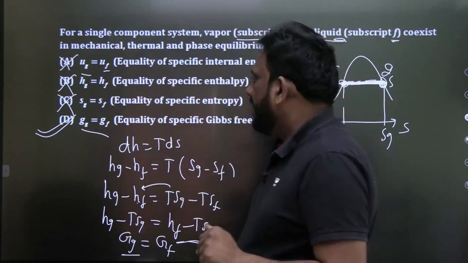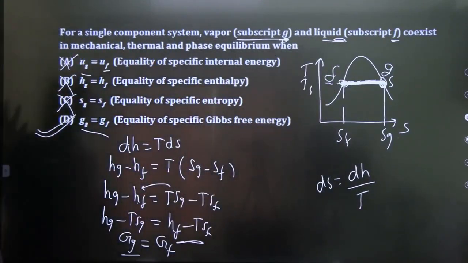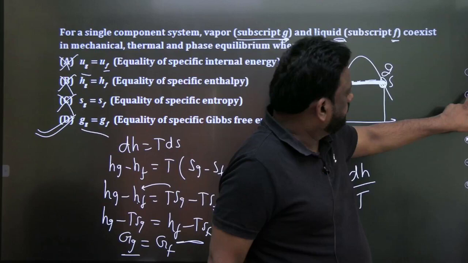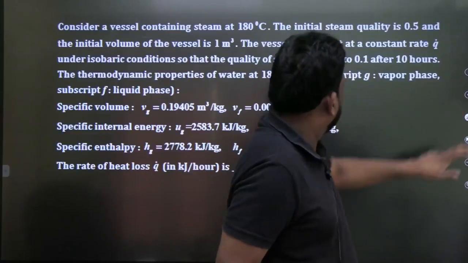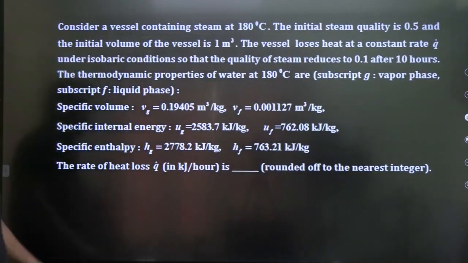Is it okay? Let's proceed and move to the next question. Let's move to the next question. This is a good question.